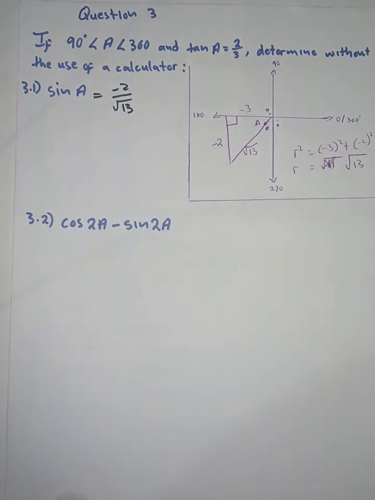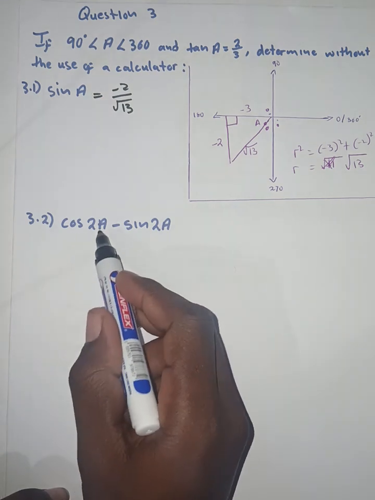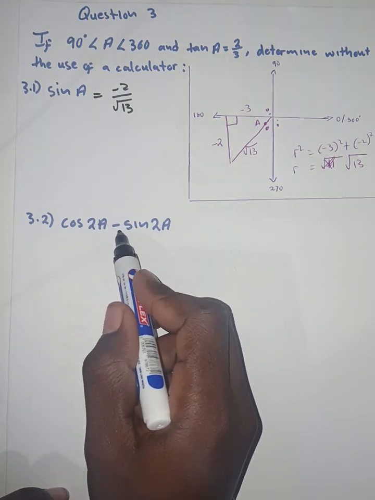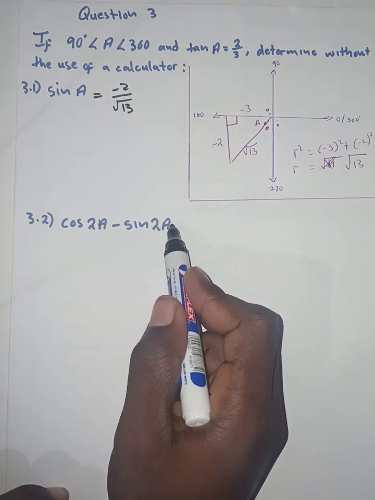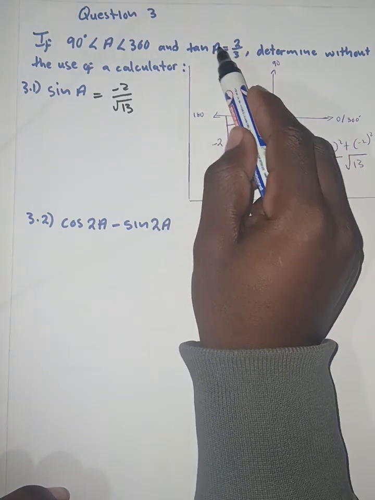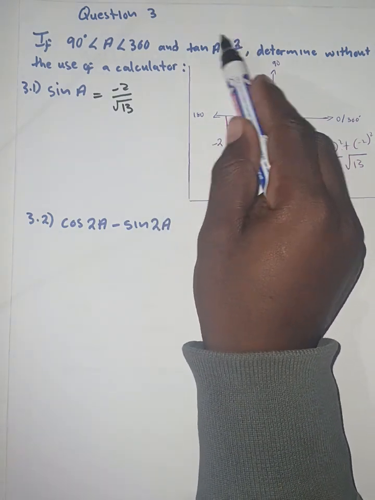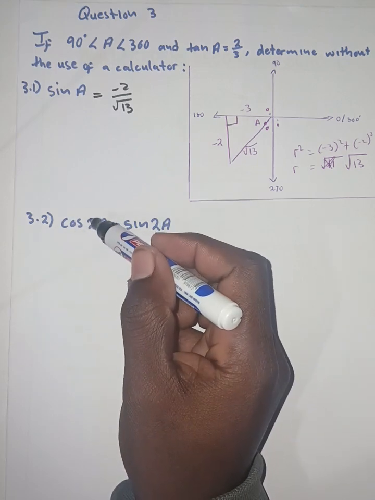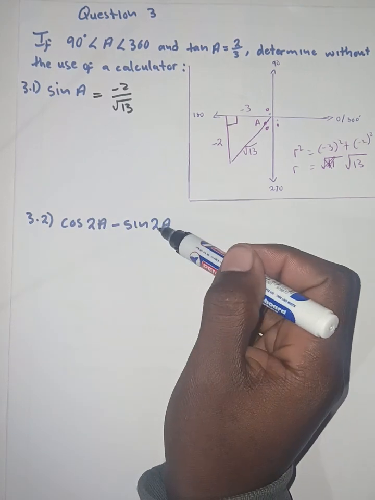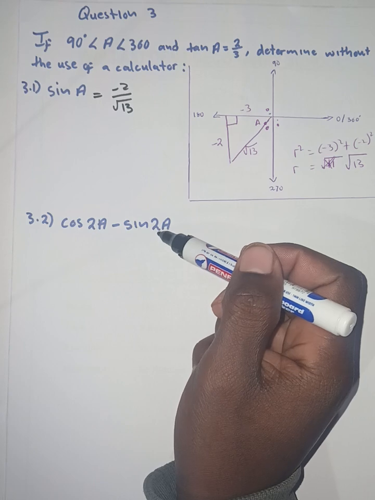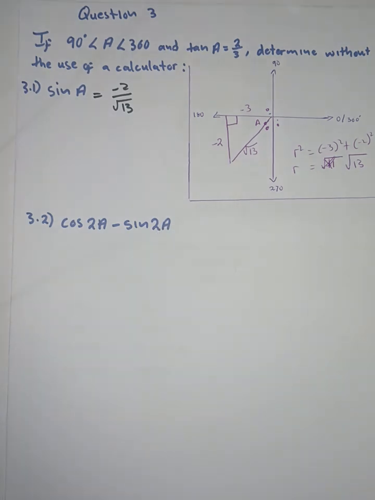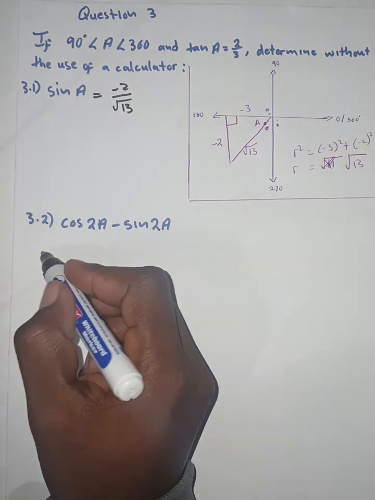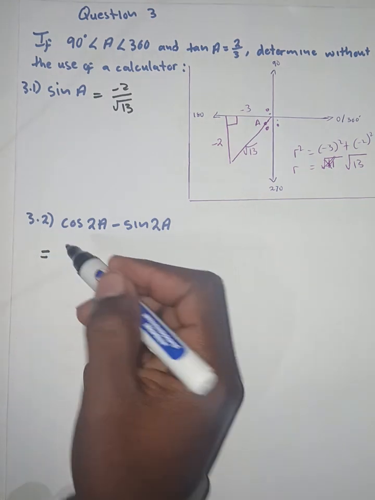And then 3.2, they want the value for cos 2A minus sin 2A. Again, we have A in that ratio there. So in this case, you can already notice that this is a double angle for cos, and this is a double angle for sine. But you know what? There's many ways you can do this. You can make this a compound angle identity, but it's gonna become a mess. So I'm just gonna make things easy for myself.